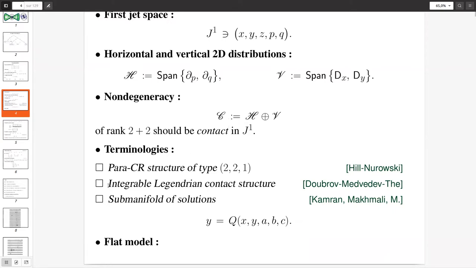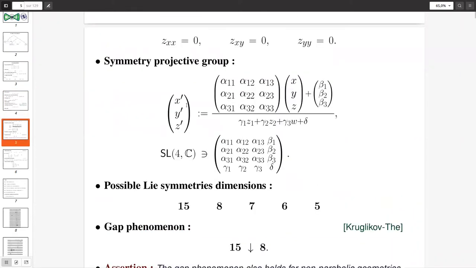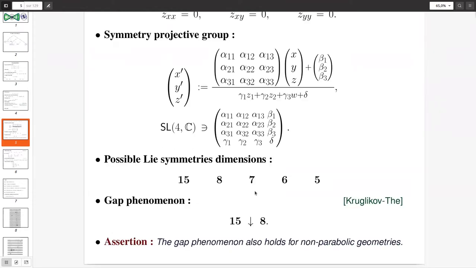And also another terminology, integrable Legendrian contact structure, and what I do use, which is close to Kamran and Olver, is the manifold of solutions. Everybody knows that the flat model is the PDE system with zero right-hand side, and the group is a projective group. It's 15 dimensional because we have 16 constants, but only 15 are essential parameters. So you have this matrix in SL4, and it's very famous that you have a gap phenomenon: the possible symmetry dimension drops from 15 to 8. 15 is, of course, the dimension of SL4.